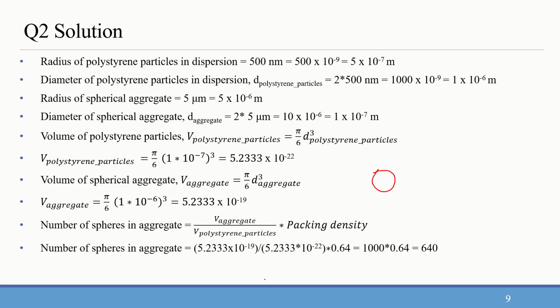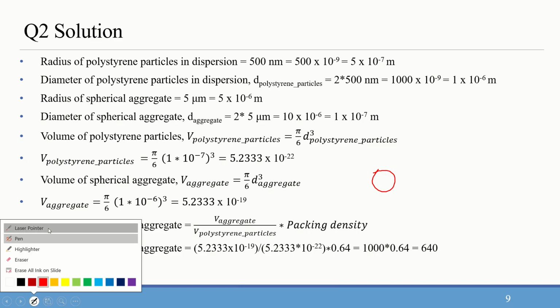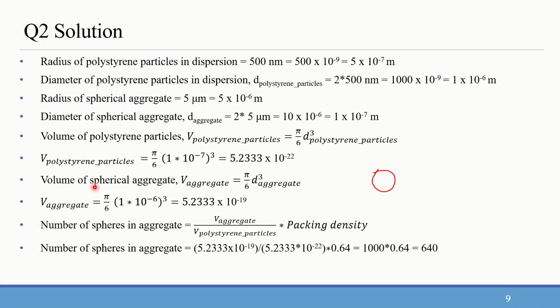Now let us move to the next question. I hope there is no doubt. If there is any doubt, please let me know. Here we just calculated the volume of individual spheres and the volume of the aggregate. The volume of individual spheres into the number of particles will give us the volume of the aggregate into packing density. That is how we got the solution.